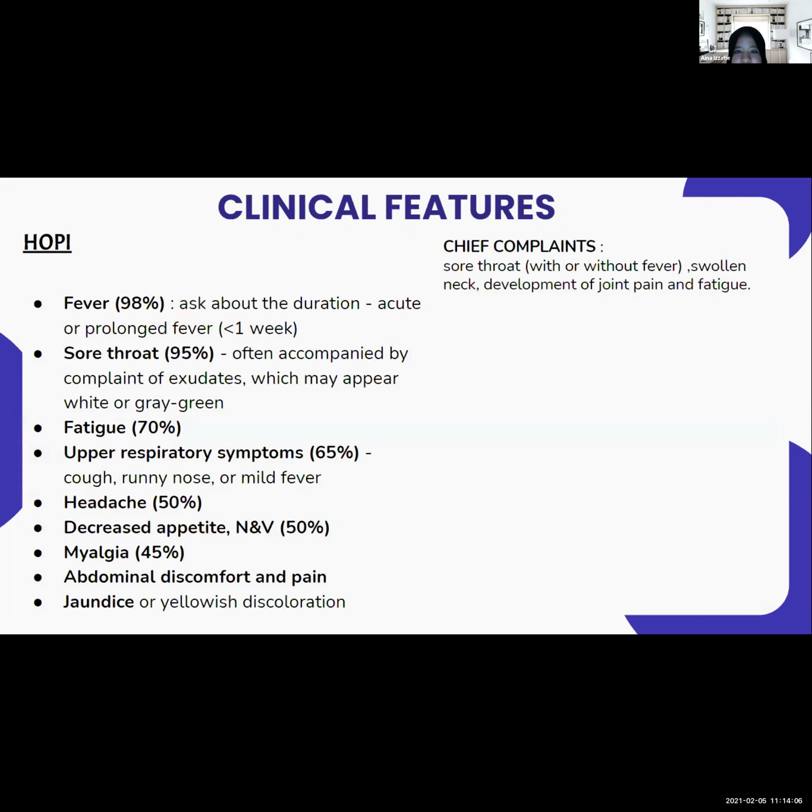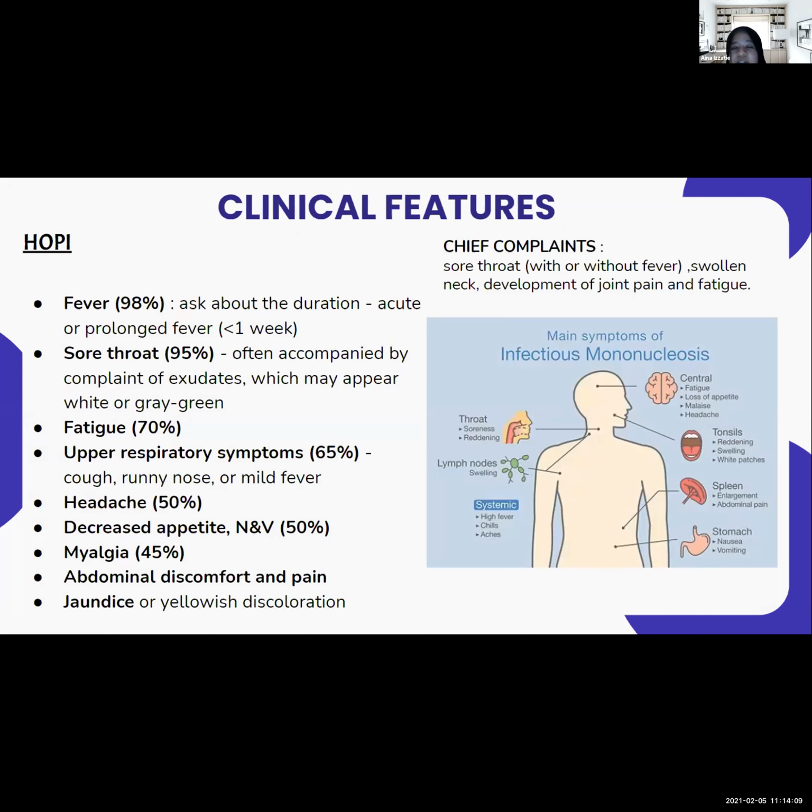For history taking, the chief complaint: the patient usually presents with complaints of sore throat with or without fever, also a swollen neck, development of joint pain, and persistent fatigue. For fever, it is common, and we need to ask about the duration of the fever, because usually it can last for less than 1 week. One of the differentials is group A streptococcal infection. For group A streptococcal infection, the fever usually lasts for only about 3 days.